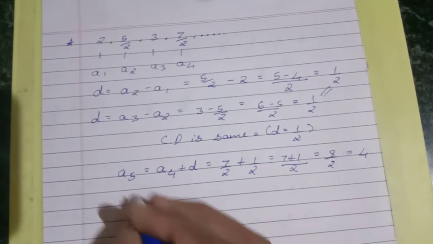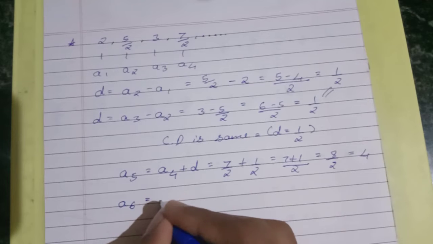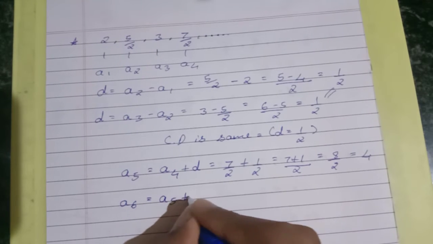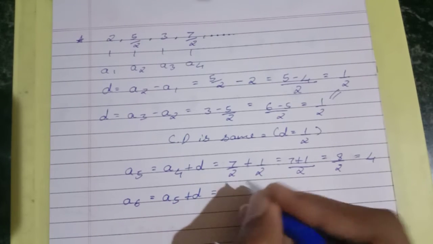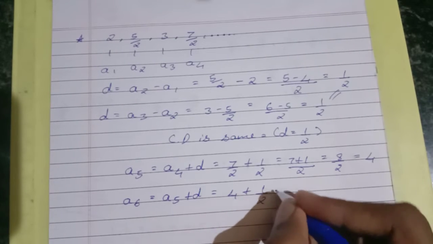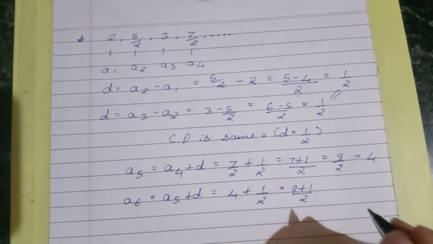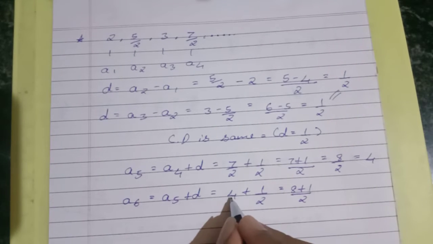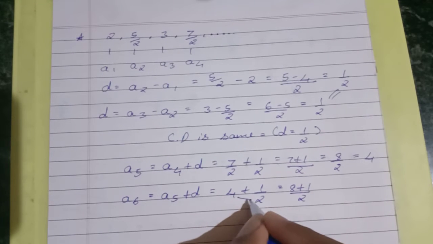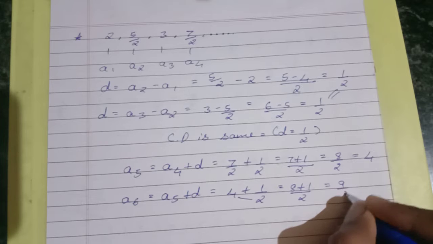2 4s are 8. A6 is equal to A5 plus D. A5 plus D is equal to, A5 is equal to 4 plus 1 by 2, and 4 is equal to 8 plus 1 by 2 because 4 2s are 8. 8 plus 1 by 2, 9 by 2.